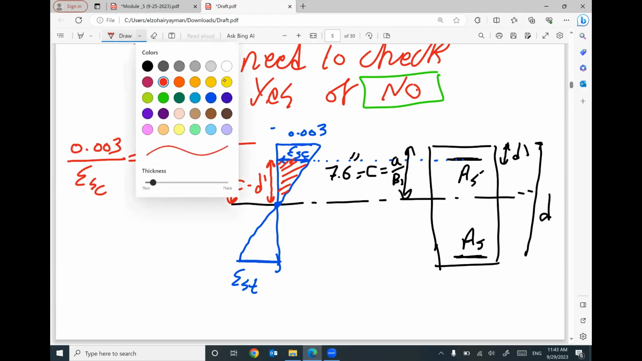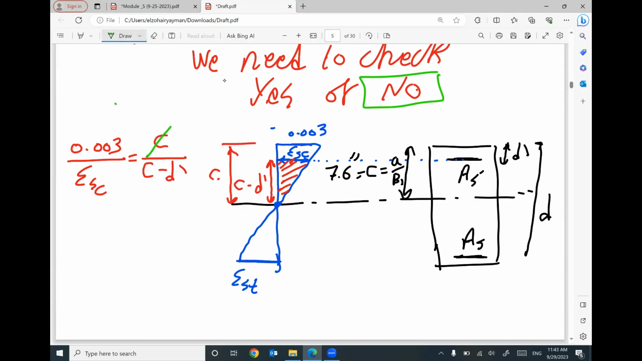Go ahead and put your numbers. You have everything. c is 7.6, d prime 2.5. The only unknown is epsilon steel compression. What is the value? 7.6 minus 2.5, find 0.003 divided by 7.6. I got 0.002.